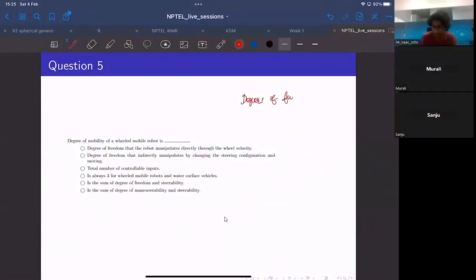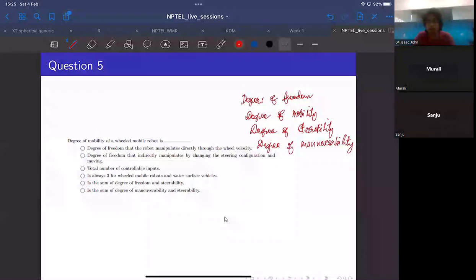Degrees of freedom, degree of mobility, degree of steerability, and degree of maneuverability. So in this course, you will be coming across all these 4 terms. So it could be very easy to get confused with all these 4 terms.